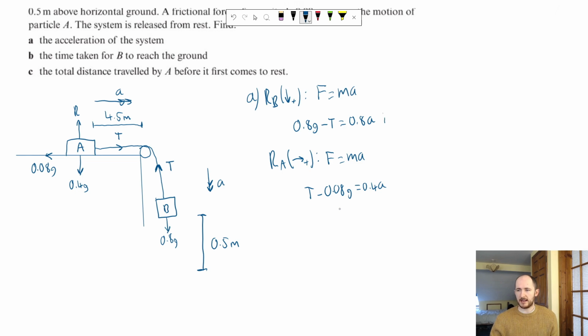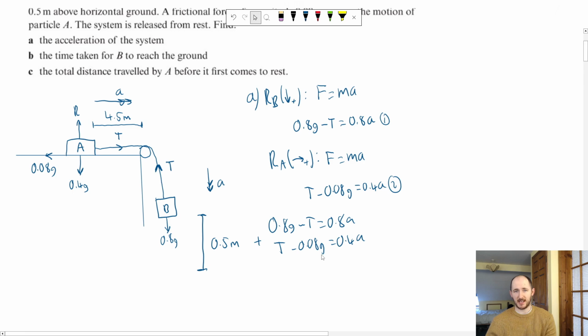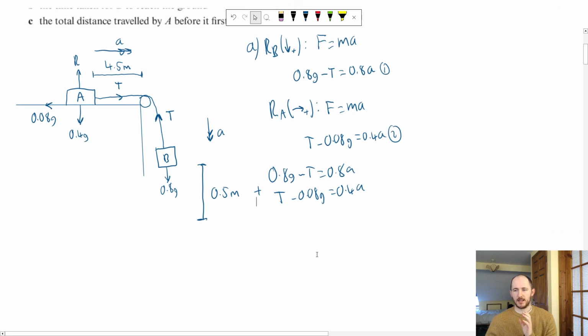So if I were to add these two equations together, so if I write them on top of each other, 0.8g minus T equals 0.8a. And then we have T minus 0.08g equals 0.4a. If we were to add those two equations together, we would be solving this simultaneous equation by elimination, which is really useful. Hopefully that makes sense. Technically, you can use a calculator to solve simultaneous equations, by the way. So there is a simultaneous equation solver, but I would recommend doing it this way.